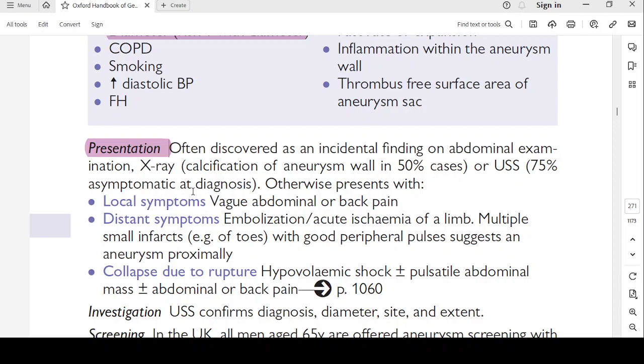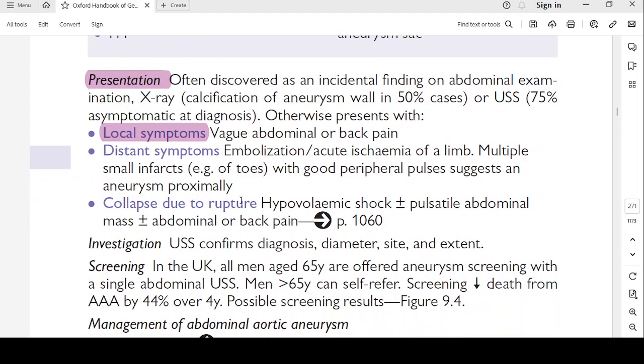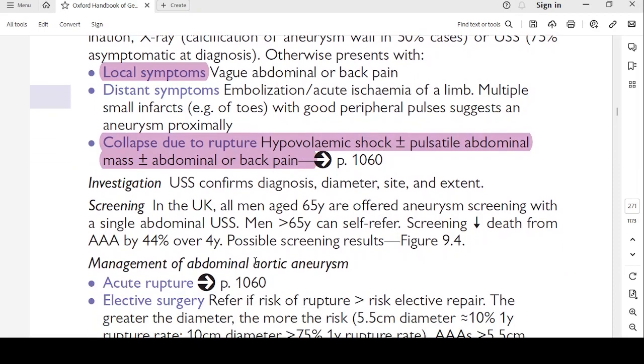Otherwise, presents with local symptoms: vague abdominal or back pain. Distal symptoms: embolization or acute ischemia of a limb, multiple infarcts, for example of the toes, with good peripheral pulses, suggest an aneurysm proximally. Collapse due to rupture: hypovolemic shock, plus or minus pulsatile abdominal mass, plus or minus abdominal or back pain. So this is a collapsed rupture of aortic aneurysm.